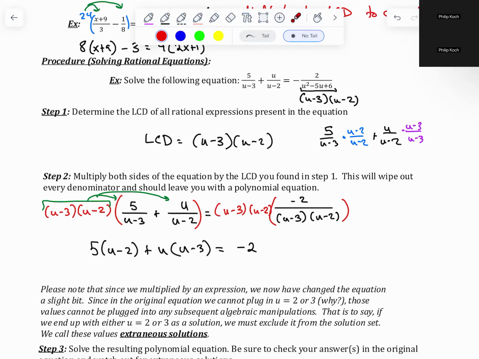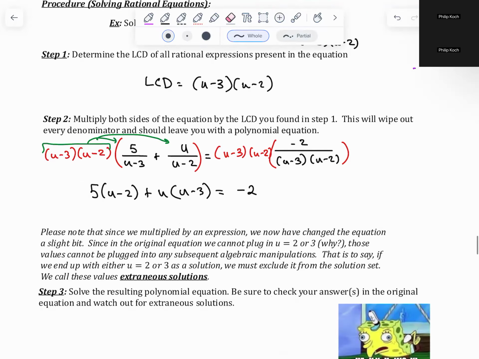Oh, I see. So we're doing it u minus 3, u minus 2 over 1. Yes, and we're multiplying both sides, which is keeping the equation balanced. Gotcha. That is a polynomial equation, which we'll solve in a second.